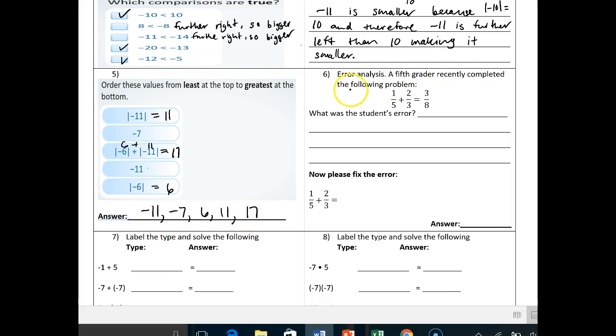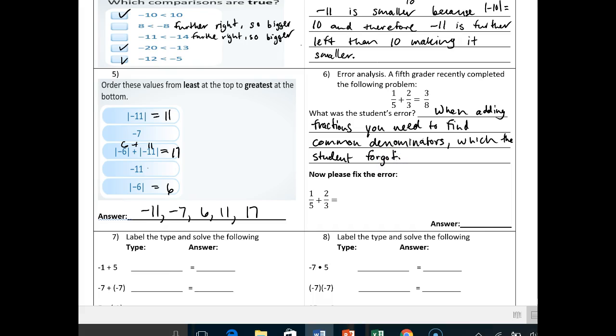A 5th grader recently completed the following problem. 1/5 plus 2/3 equals 3/8. What was the student's error? When adding fractions, you need to find common denominators, which the student forgot.